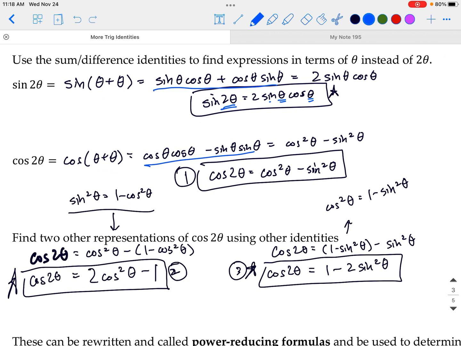All right, so we're just deriving it using that first identity we started with. So again, something that you can choose to memorize or know how to derive by using the memorized sum and difference identities.